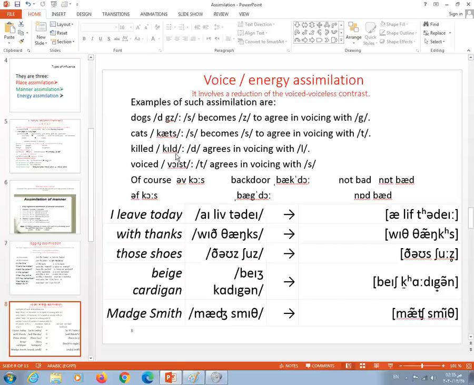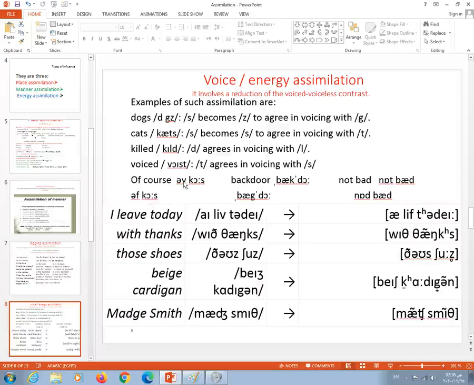Voiced. Here we find that "t" agrees in voicing with "s". The word ends with a voiceless "s", and the "ed" must be pronounced as "t" to agree in voicing with "s". Okay, of course: we say "of course". "K" is voiceless, so the "v" of "of" must also be voiceless, so it turns into its voiceless sister "f".